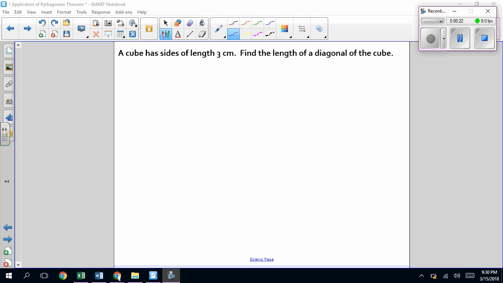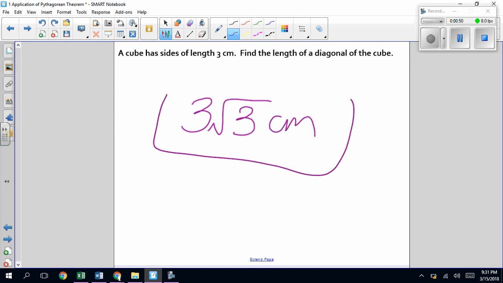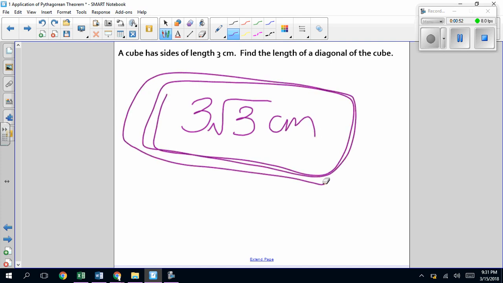So here we have a cube that has a side length of 3. What's the diagonal of the cube? When it asks for the diagonal of the cube, that's the same as the space diagonal. And the rule we just learned is it's whatever the side length is times the square root of 3. And so here we know that this is just 3 times the square root of 3 centimeters because it's a length, right? There is the length of the diagonal of the cube.